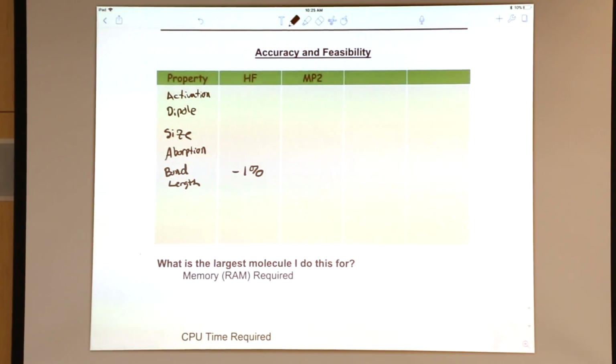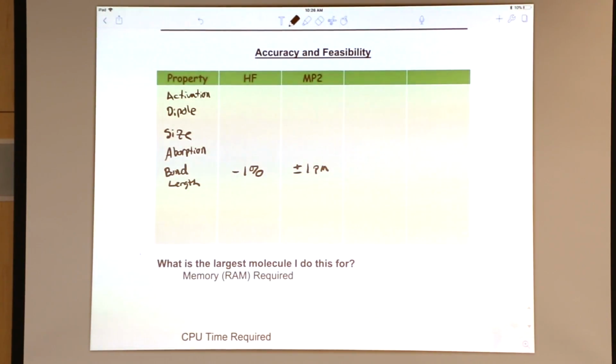MP2 does better, so that it doesn't actually have a systematic error. It typically gets bond lengths correct plus or minus 1 picometer. So a picometer is 10 to the minus 12 meters, so 0.01 angstroms, since a bond length is usually about an angstrom.